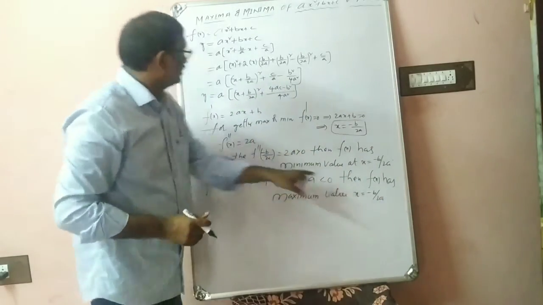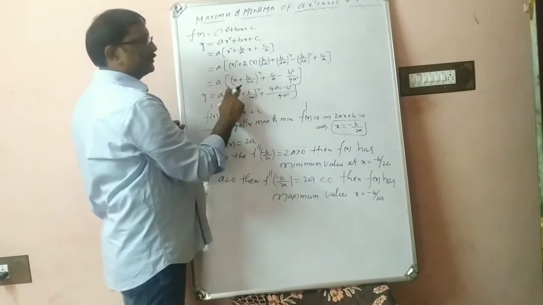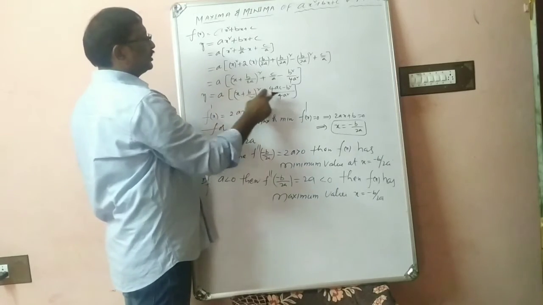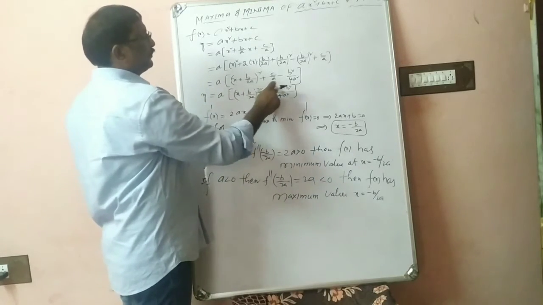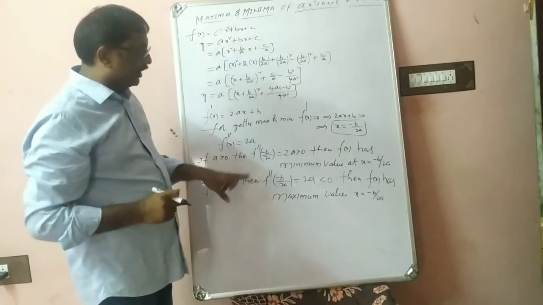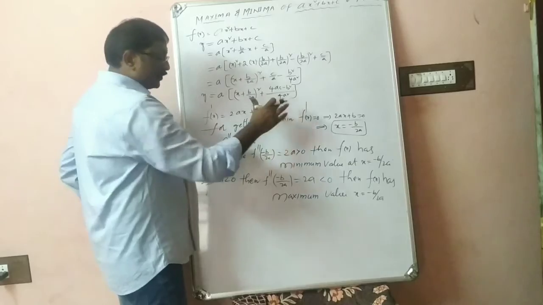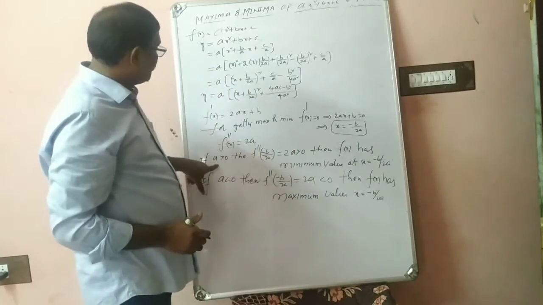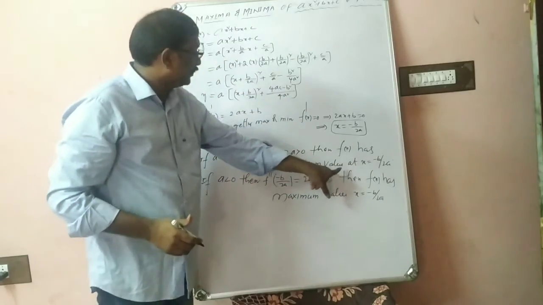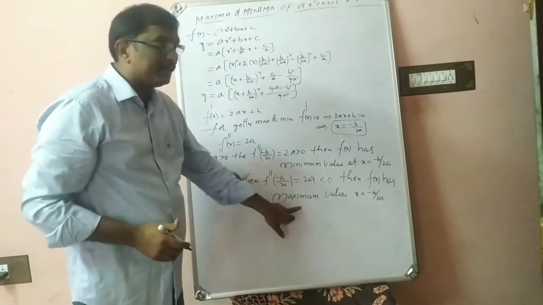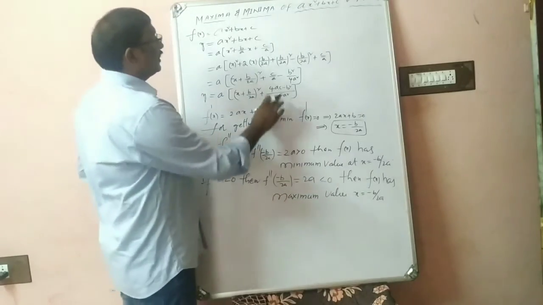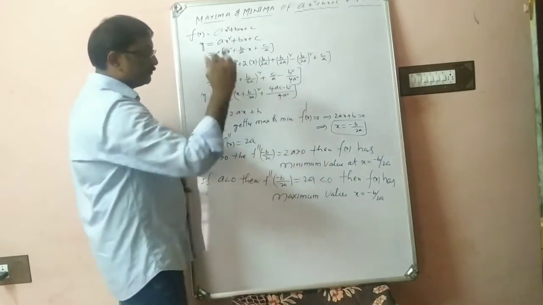If you substitute this x value, what happens? The squared term is fully 0. Then what you will get? a into 4ac minus b square by 4a square, which is 4ac minus b square by 4a. What is your maximum or minimum value? 4ac minus b square by 4a. Suppose if a is positive, you will get a minimum value. If a is negative, you will get a maximum value, which is 4ac minus b square by 4a.